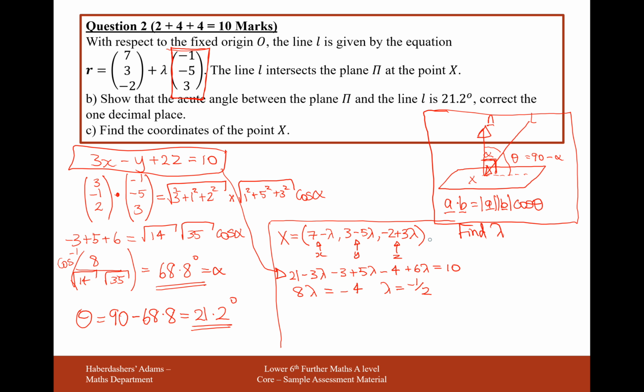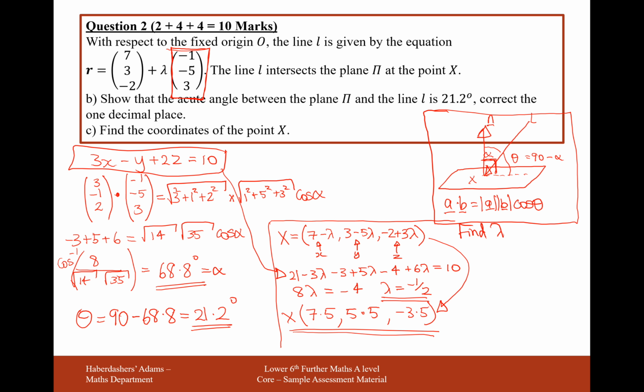So all that's left for us to do now is bring back in this coordinate x here, but lambda equals -1/2. So we're going to get here 7.5 from the double negative and -1/2 and taking away the lambda. -5/2, so that's 2.5 added on, so that would be 5.5. And for the last part here, it's going to be add on 3 halves, or take away 3 halves, sorry. So that would be -1.5. We've already got -2, so it would be -3.5. Perfect. So this coordinate here is our coordinate x, where the line and the plane meet.